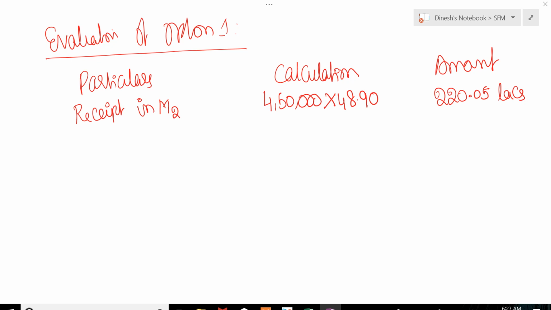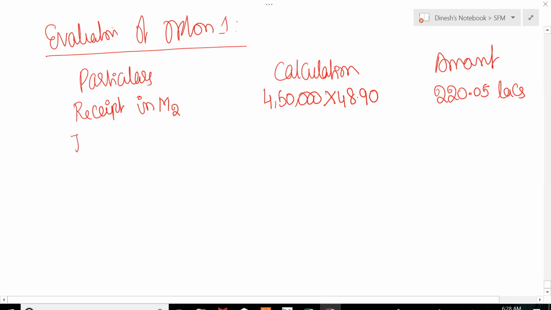What are we going to do with this 220.05 lakhs? Two purposes, either you create a deposit or reduce a loan. In both ways, you are going to reduce either your interest expense or increase your interest income. In both ways, there is going to be a benefit to the company. So next, interest saved or earned in M3.